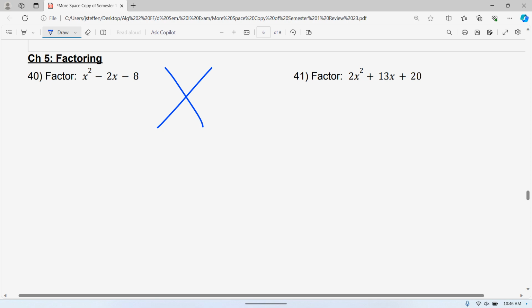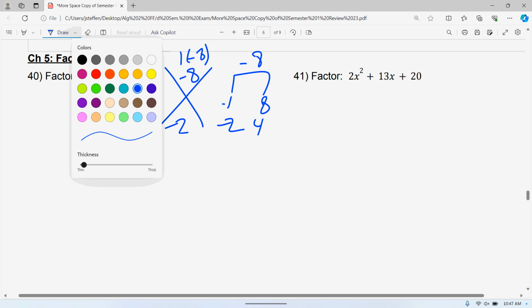Remember, this top number is the first number times the last number. So 1 times -8 is -8. We need factors of -8 that add up to be -2. So I list all my factors, and since it's negative, I always put my left-hand numbers. You don't even have to do this if you know what they are already. That's up to you. So +8, -2, and 4. 3 doesn't work. 4 works, but we already have that one down, so we're done there.